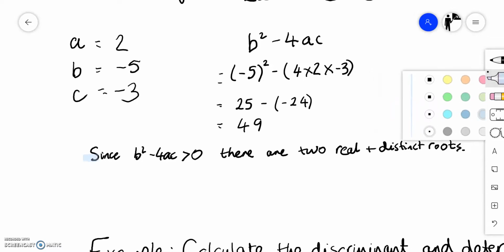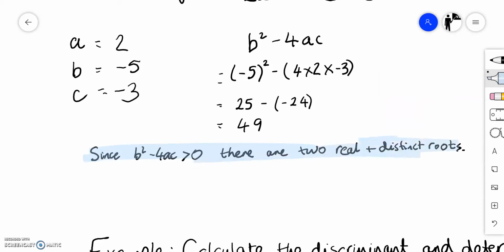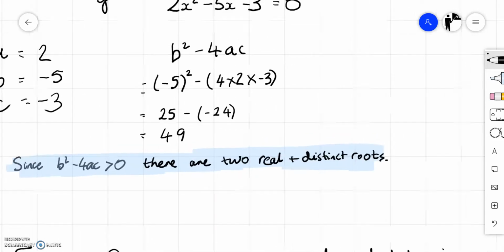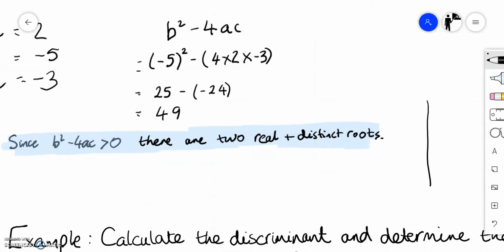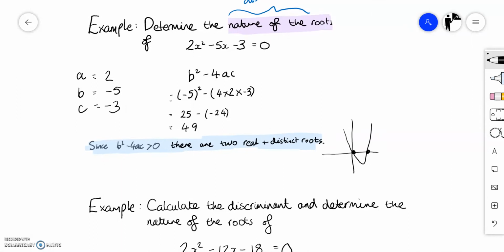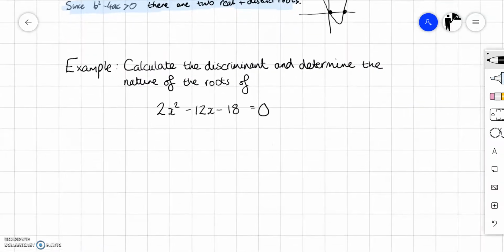So when it asks us to determine the nature of the roots, this is really what it's getting at. What I've highlighted here, this is us determining the nature of the roots, telling how many roots there are. But in order to do that, we had to work out the discriminant. So what could this graph look like? It might look something like this, for example, because it's got two real and different roots. Okay. Example 2. Last one.